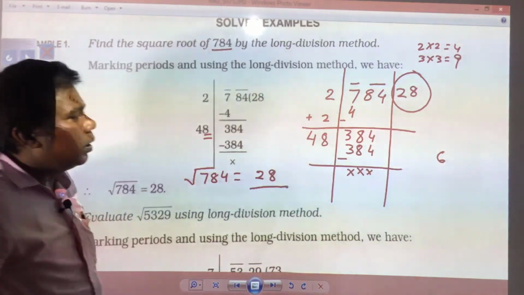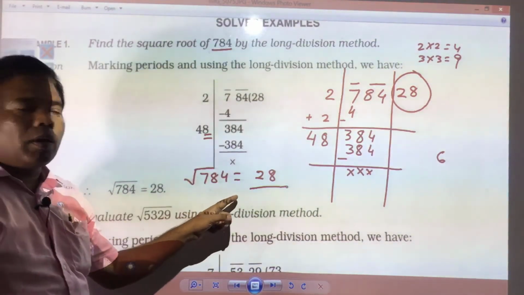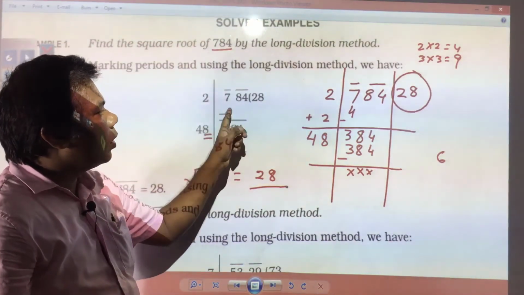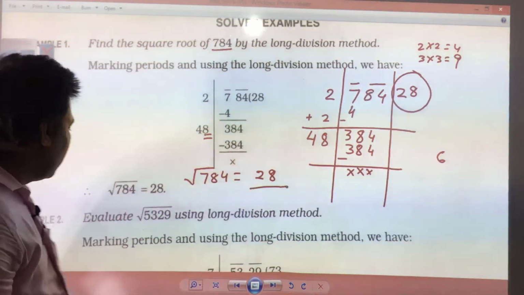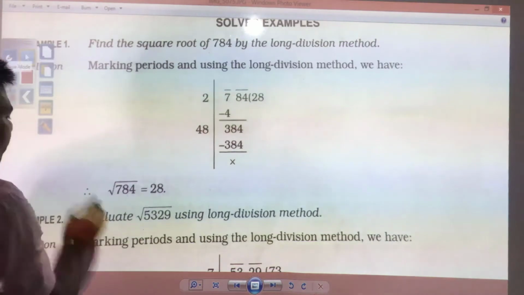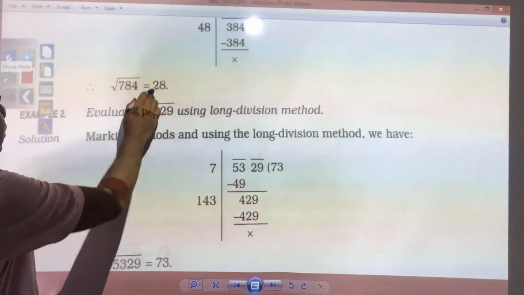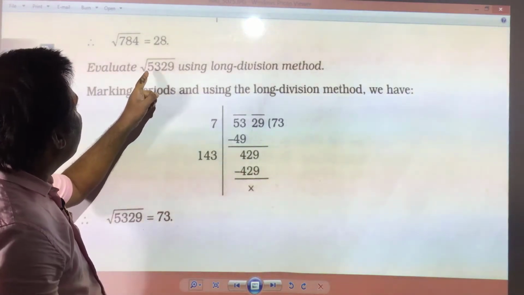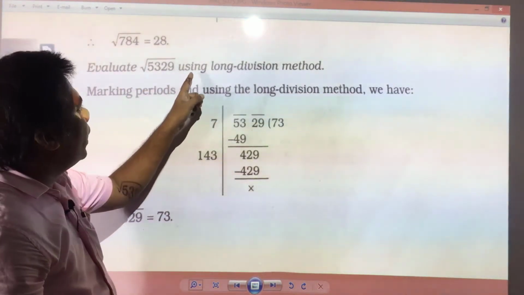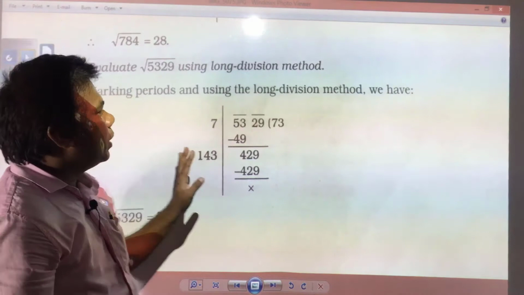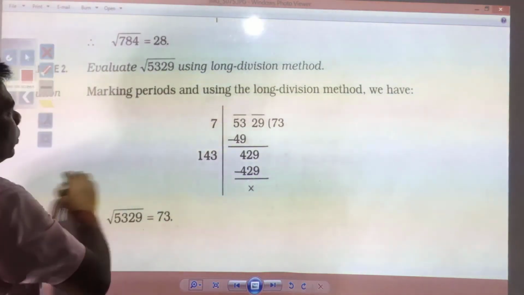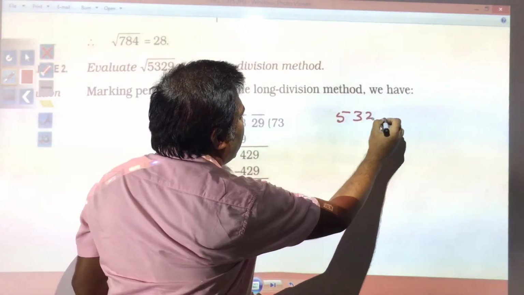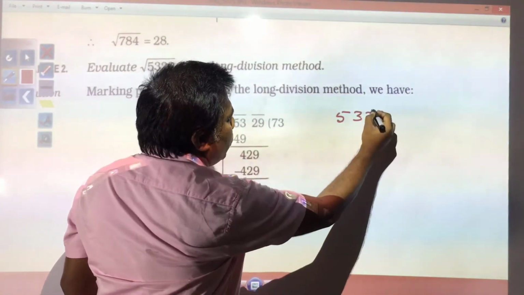In this way, the question is required to be solved, or you can find by the long division method the square root of a perfect square. Next example, you see. Evaluate root under 5329 using the long division method. The same thing has been done over here also, you see 5329. What we need to do? We need to pair this.